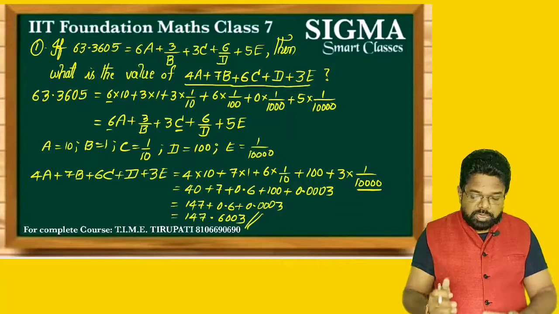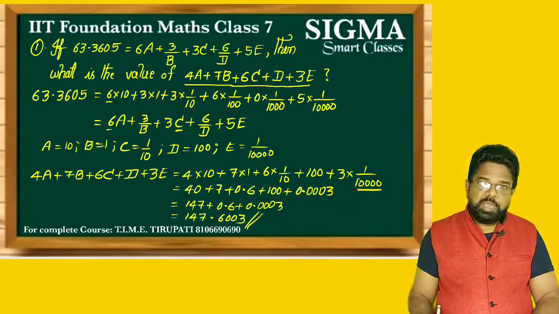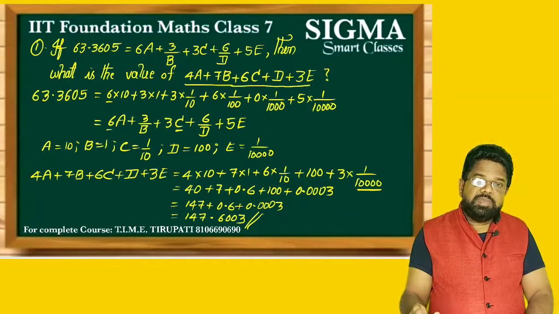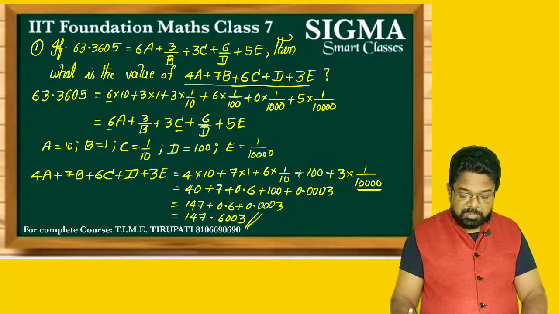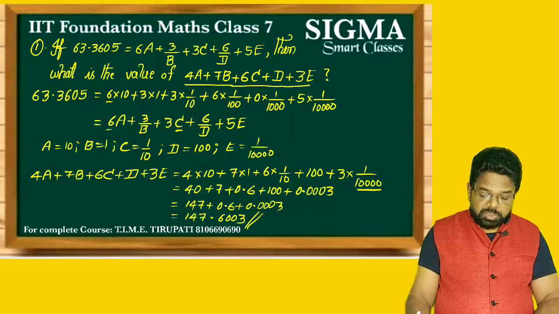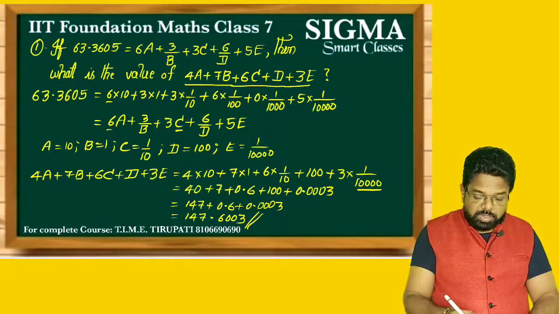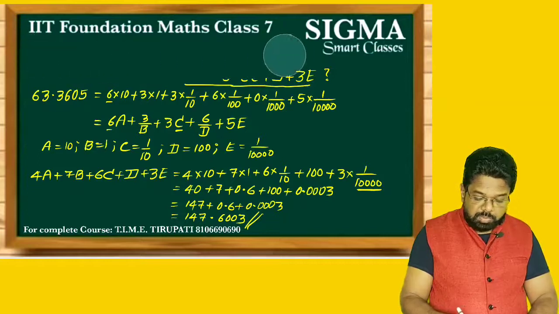Now by comparing we get the values of A, B, C, D, E. Okay, if you know the values of A, B, C, D, E, you can calculate very easily 4A plus 7B plus 6C plus D plus 3. So that is question number 1 in this part. Okay, now we will go for the second question in this part.